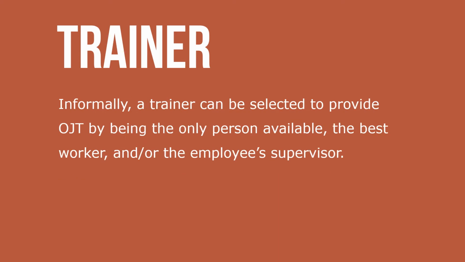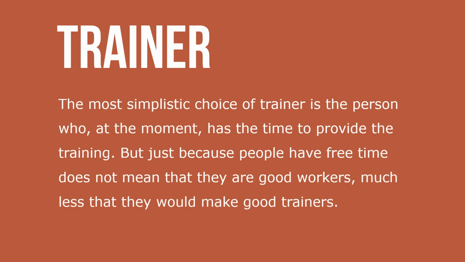Informally, a trainer can be selected to provide on-the-job training by being the only person available, the best worker, or the employee's supervisor. The most simplistic choice of trainer is the person who, at the moment, has the time to provide the training. But just because people have free time does not mean they're good workers, much less that they would make good trainers.